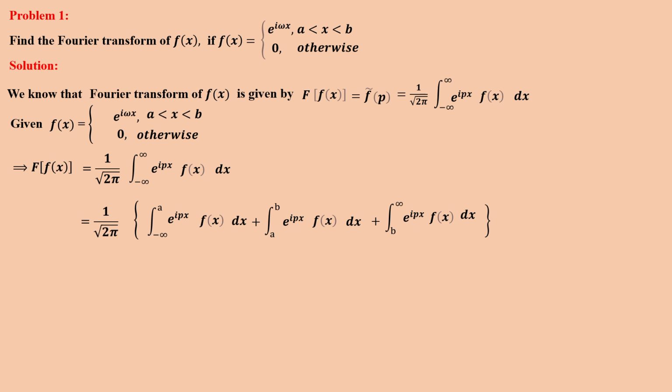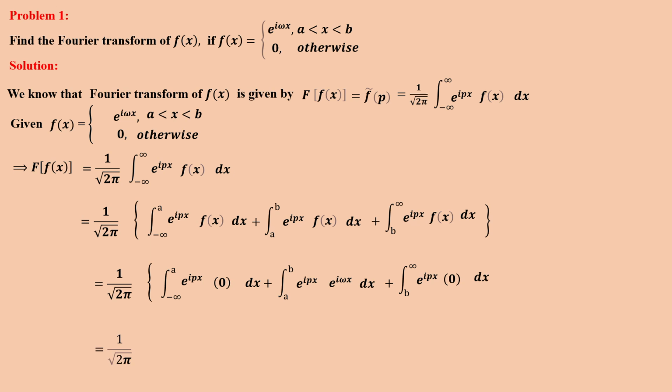So substituting the value: 1 by root 2π integral from minus infinity to a e^(ipx) times 0 dx, because this is the interval minus infinity to a, right? In a to b, e^(ipx) f(x) where the value is e^(iωx) dx, plus b to infinity, that is the other limit, e^(ipx) f(x) is 0 dx. So that is equal to 1 by root 2π integral a to b, since the other two integrals vanish because 0 becomes 0, e^(ipx) e^(iωx) dx.